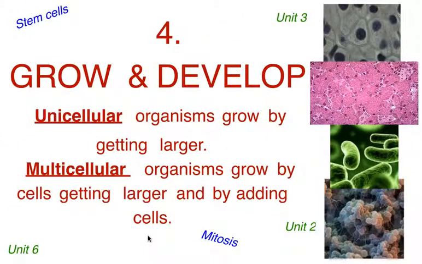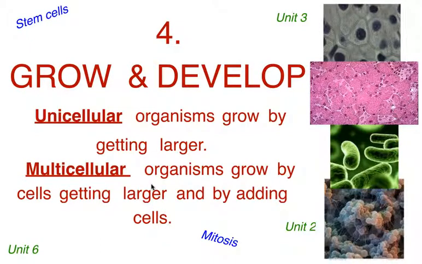The next characteristic: all living things need to be able to grow and develop. Unicellular organisms, those are organisms that only have one cell that makes up their whole body. They grow by simply getting bigger. So the cell just gets bigger and bigger and bigger. And bacteria, here's a couple of pictures of bacteria, are examples of unicellular organisms.